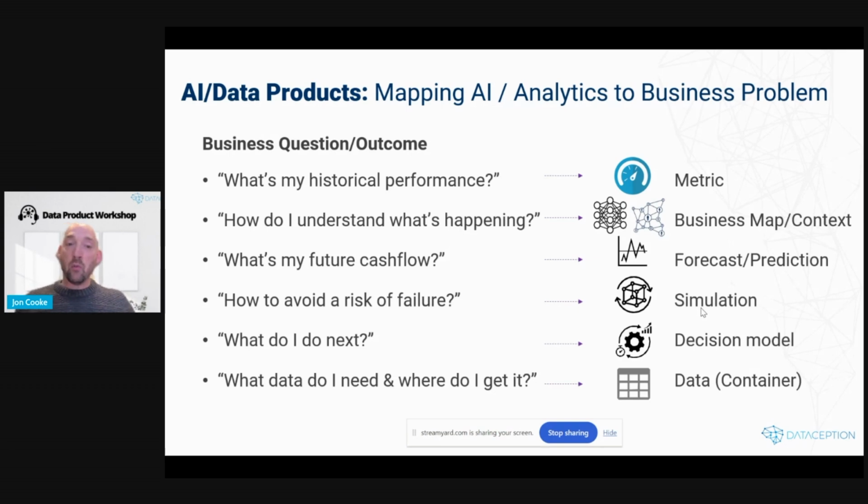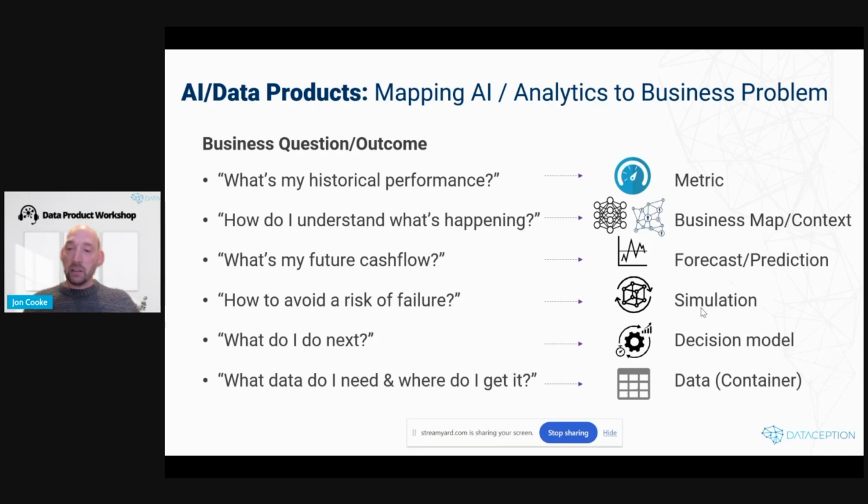Also, avoiding risk. So can I simulate what's going to happen? Can I actually try and work out some optionality around what potentially could happen so I can mitigate around it? So we call that a simulation. And that could be anything from nature-based modeling to stochastics, Monte Carlo, or what have you. And then we get to the real meat of it: what do I do next? The decision, the outcome. And that's what we call a decision model. And then obviously, what data do I need and where do I get it? And all of these require data.